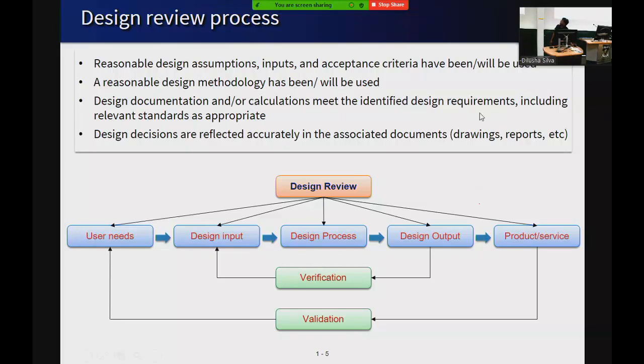And generally, these are the sort of things that you will be reviewing in each design process. Have the right methodologies been used? Were my initial assumptions and inputs correct? What assessment criteria will be used? What did my documentation look like? Did I follow the right procedures there? Design decisions. What design decisions have I made?